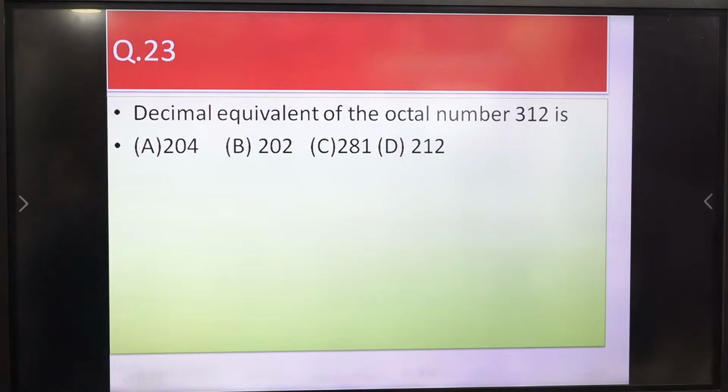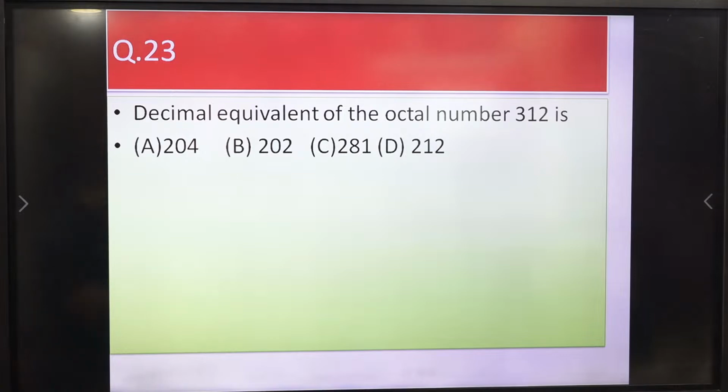Decimal equivalent of the octal number. Okay, so octal to decimal conversion. We are having an octal number 312. We want it in decimal. So what is the answer? All of you calculate the answer and write it in the chat box immediately. Octal को कैसे convert करते हैं decimal में?